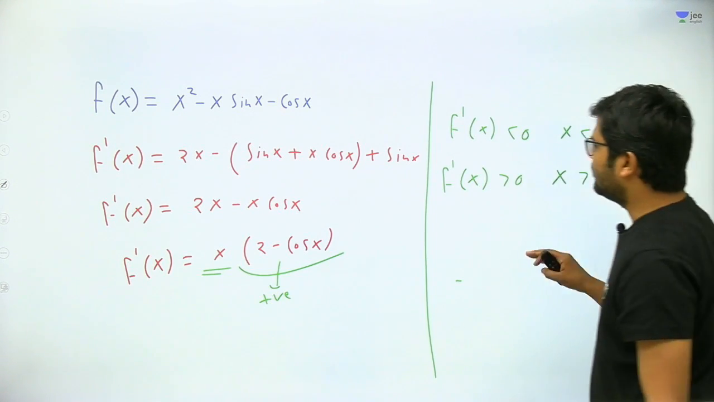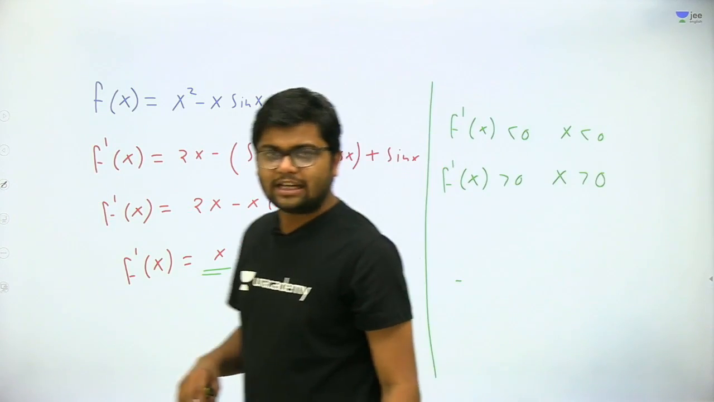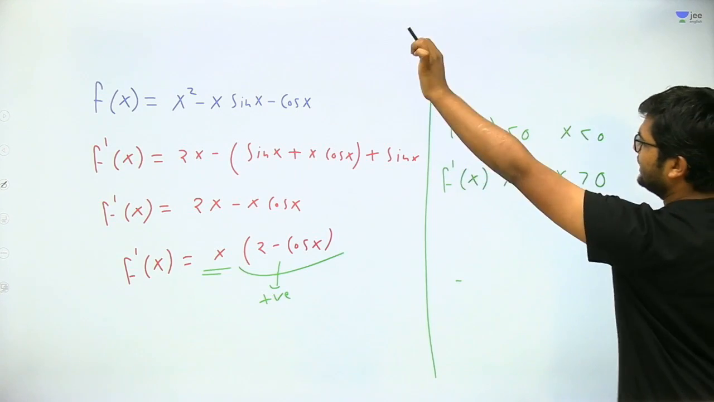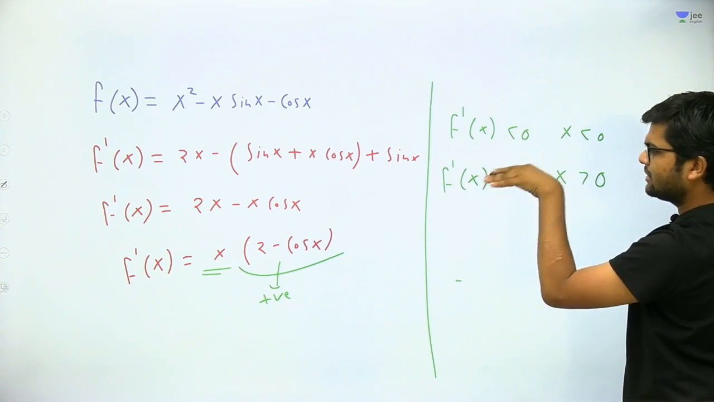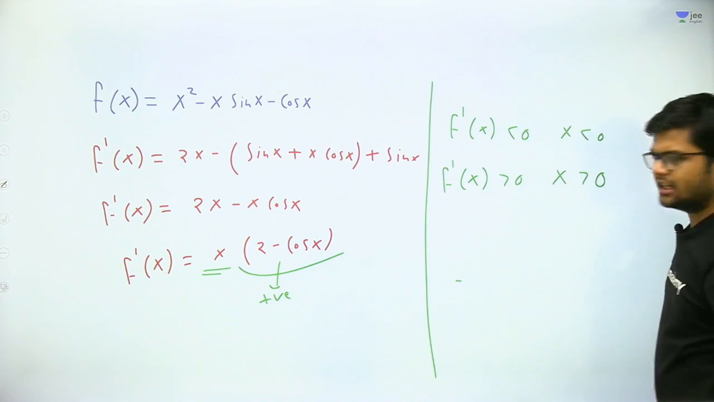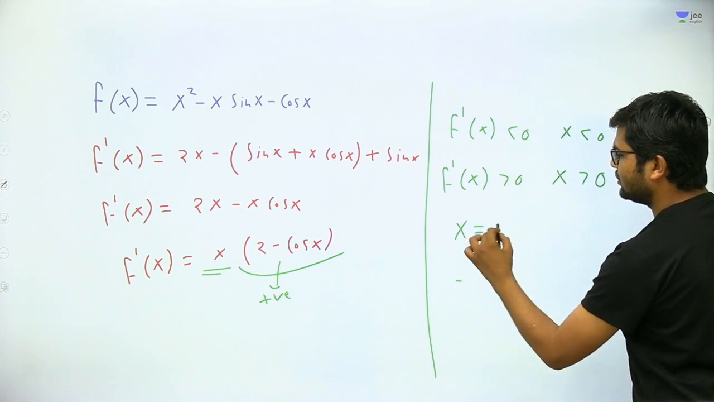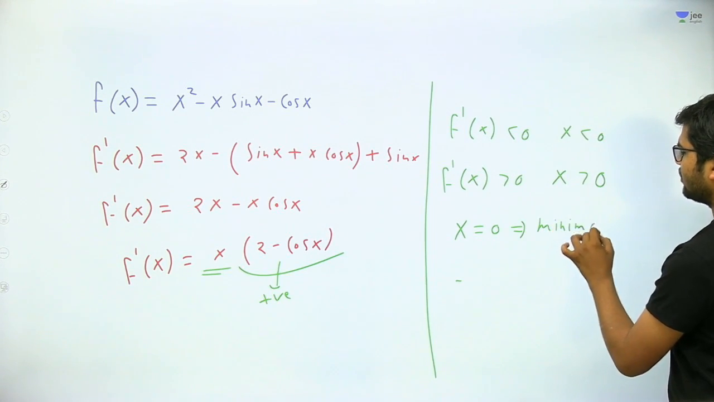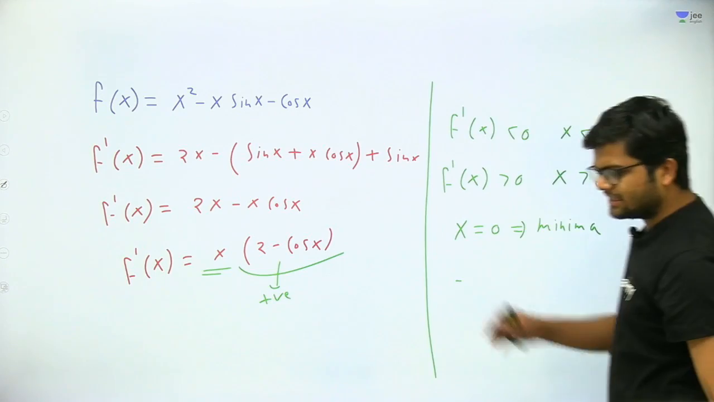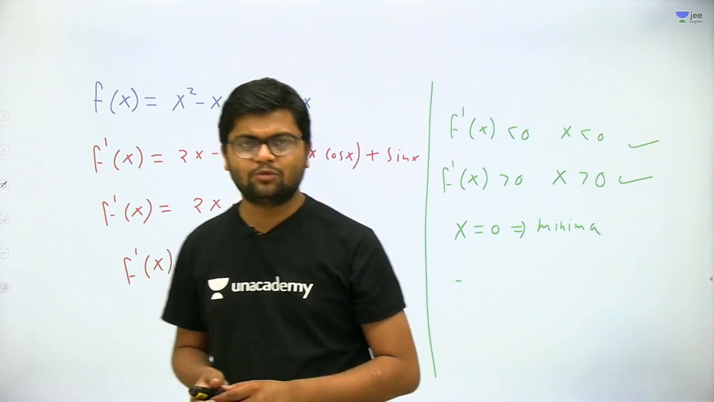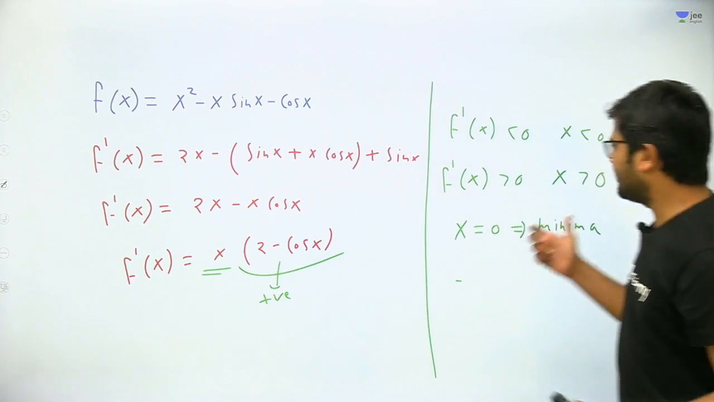Got my point? Therefore, it is 0 at x is equal to 0. It means the function is decreasing from -infinity to 0, it is attaining its minima at 0, and then it is increasing. Therefore x is equal to 0 becomes the point of minima. Got my point? Because of this behavior, that it is decreasing from -infinity to 0, and then it is increasing from 0 to infinity, this point becomes minima.